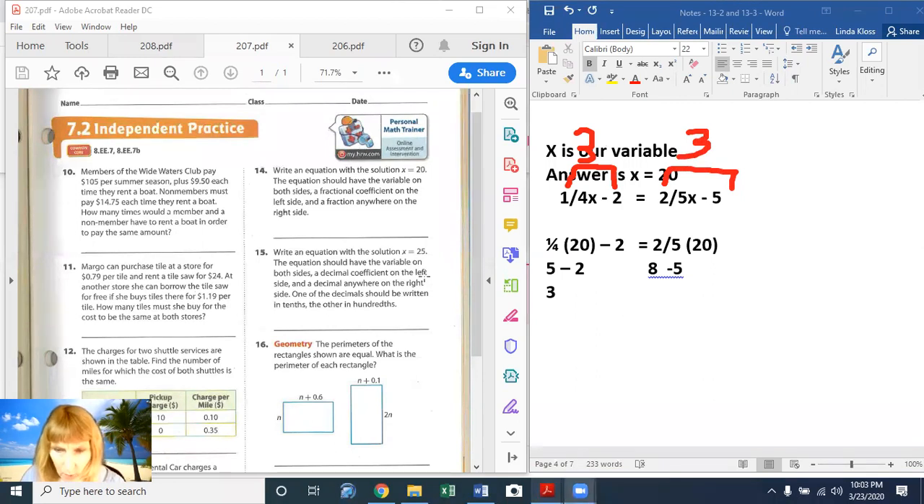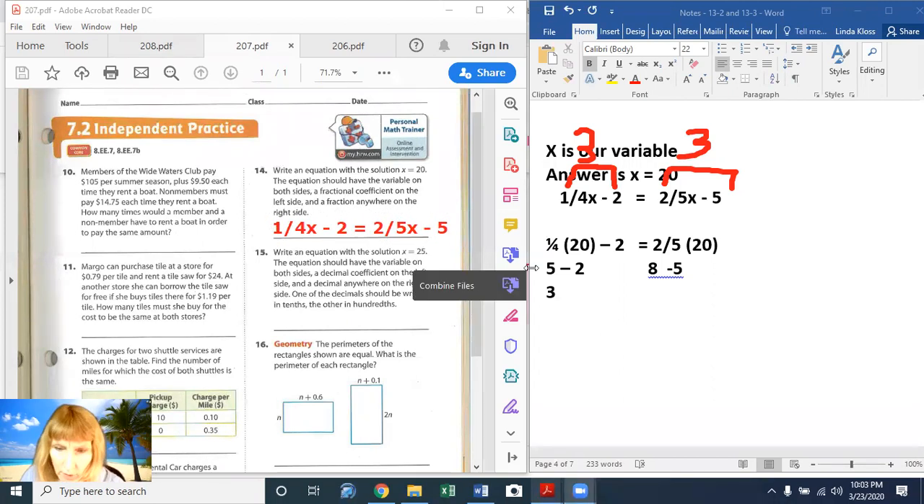So we have our equation. We can put it in here. We have 1/4 x minus 2 equals 2/5 x minus 5. That will be our equation. You can pick a different equation. There's many different ways you could do this.